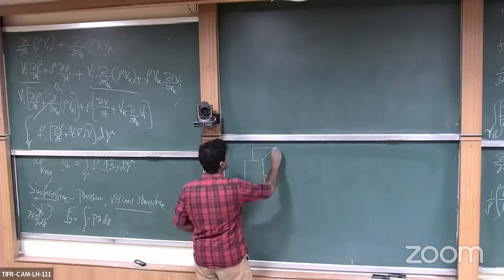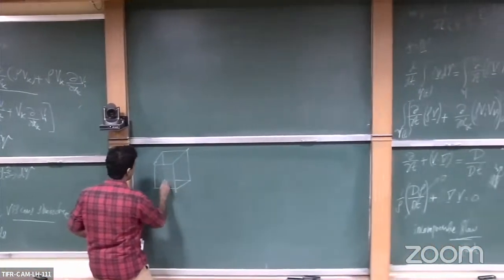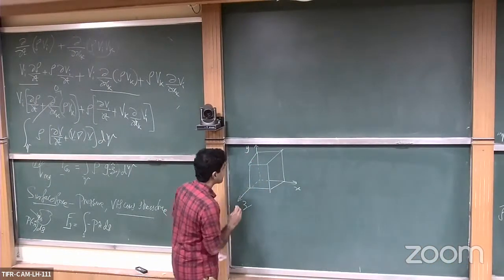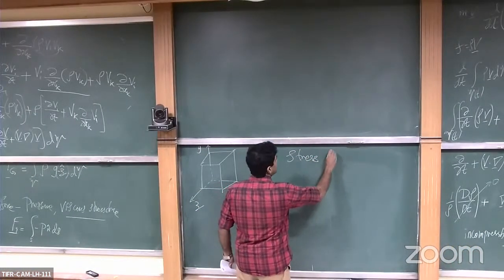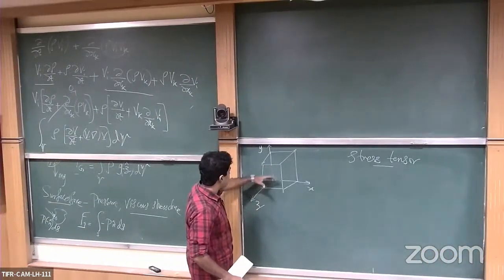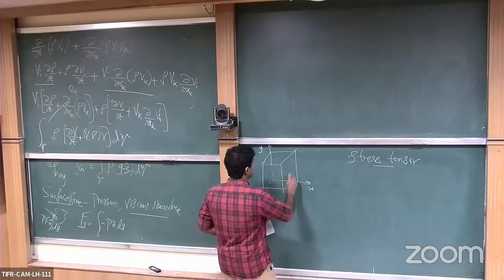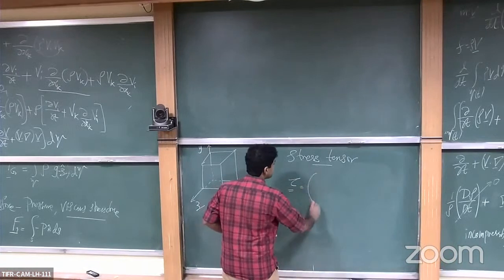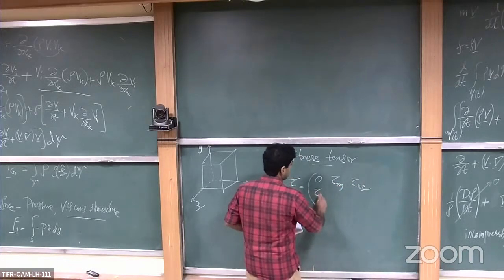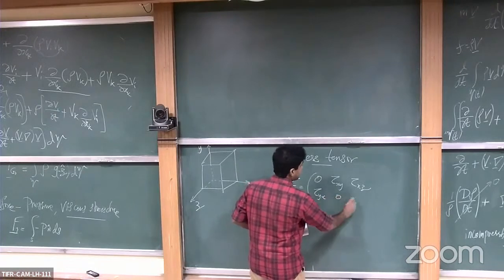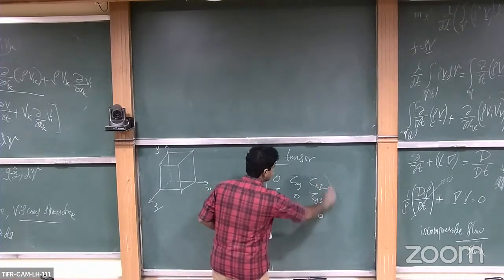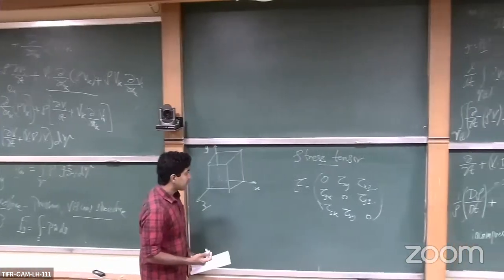The thing with viscous stresses is that you look at the diagram to help visualize this. So stress is a tensor. We are imagining a fluid parcel in an idealized shape as in this form. This is how the stress tensor looks: tau xy, tau yx, tau zx, and so on. It's a second order tensor.